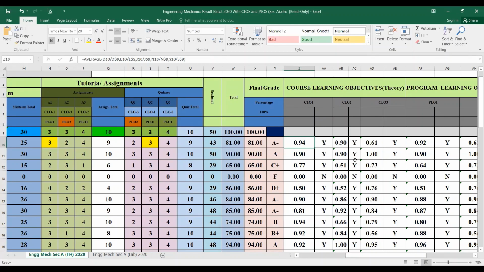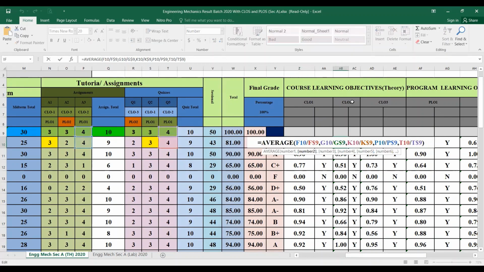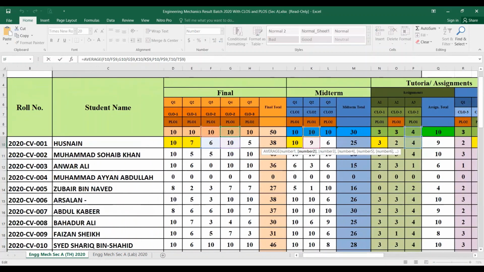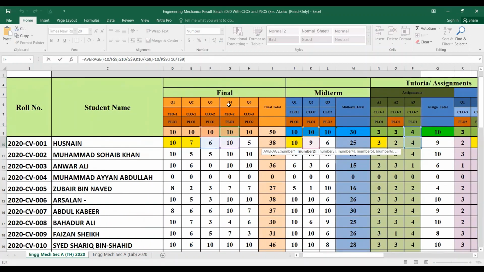When you are done accordingly, let's move to the CLO2. So let's have a look. You have to put equals to average, F10 divided by F$9. Why is it so? Question numbers 3 and 4 belong to the CLO2. You can see easily over here. So what you have to do is F10 divided by F$9, then G10 divided by G$9.